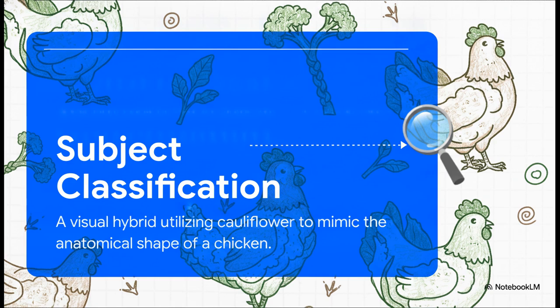We're looking at a direct, literal fusion of produce and poultry. A visual hybrid, utilizing botanical structures, specifically cauliflower, to mimic the anatomical shape of a chicken. So if this pops up on a multiple-choice question, you have to mention that dual nature. The physical stuff is unequivocally a plant, but the form is intentionally arranged to represent an animal.